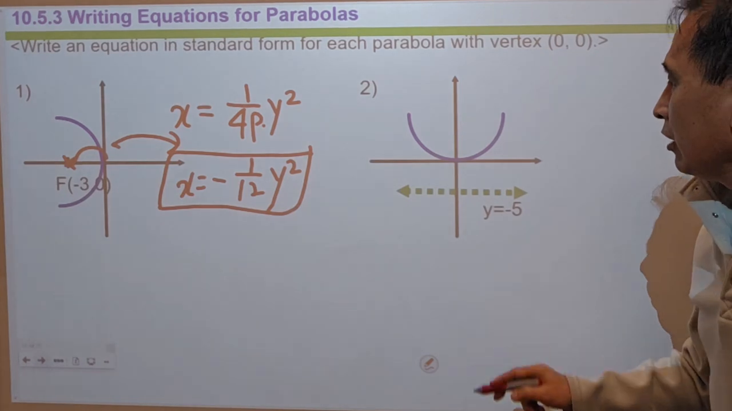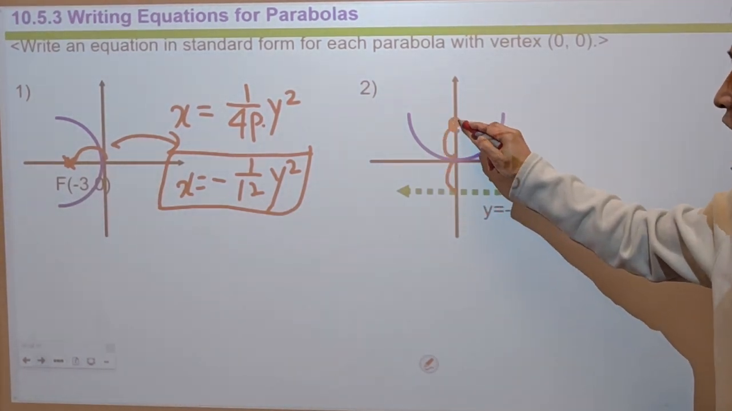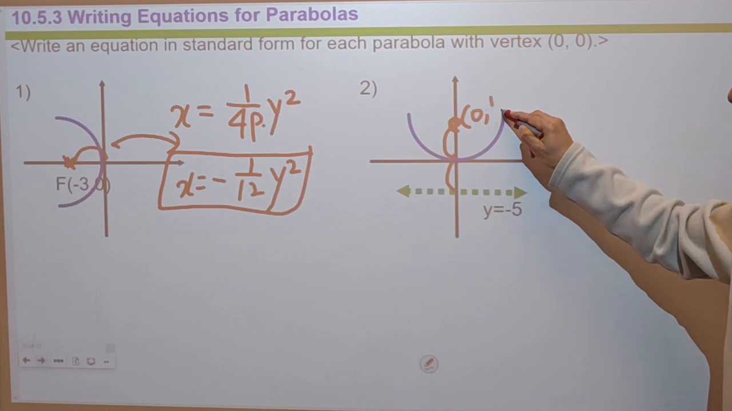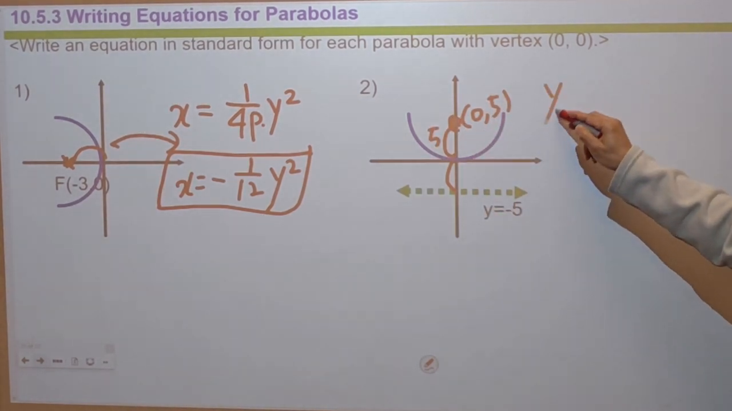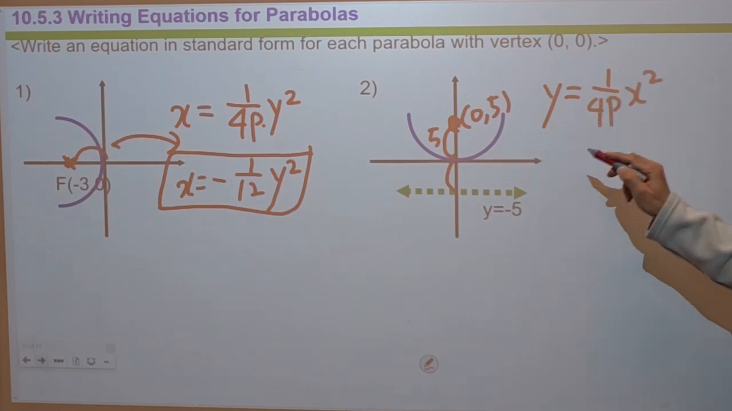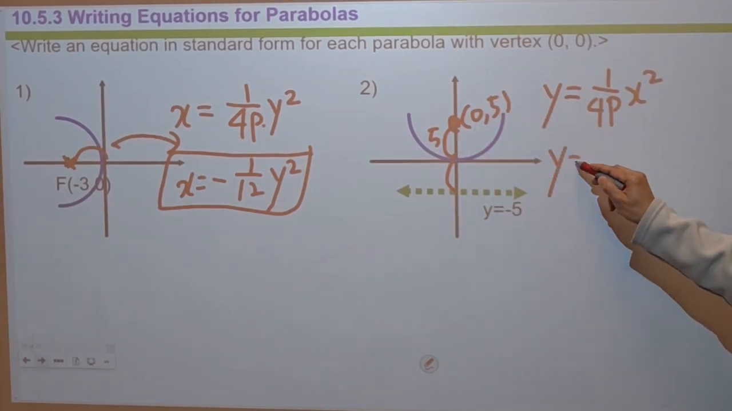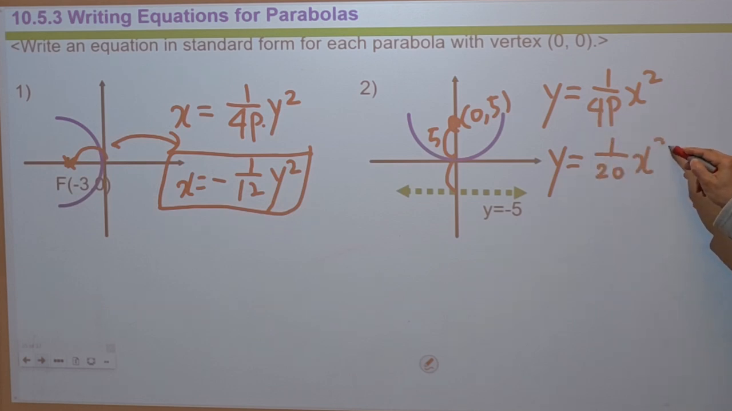And how about this one? This is -5, so the focus will be here. The focus is (0, 5), so p is 5. The focus is on the y-axis, so y equals 1 over 4p x squared, and p is 5. So y equals 1 over 4 times 5, which is 20, x squared. That's the equation, right?